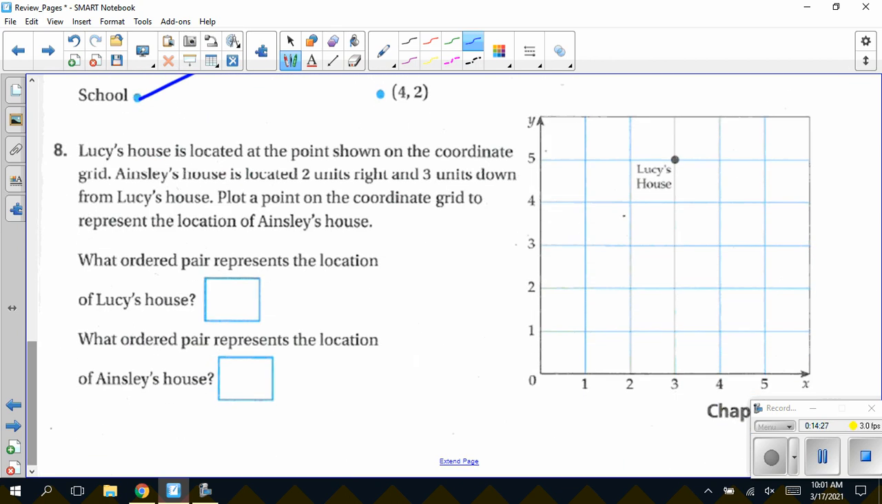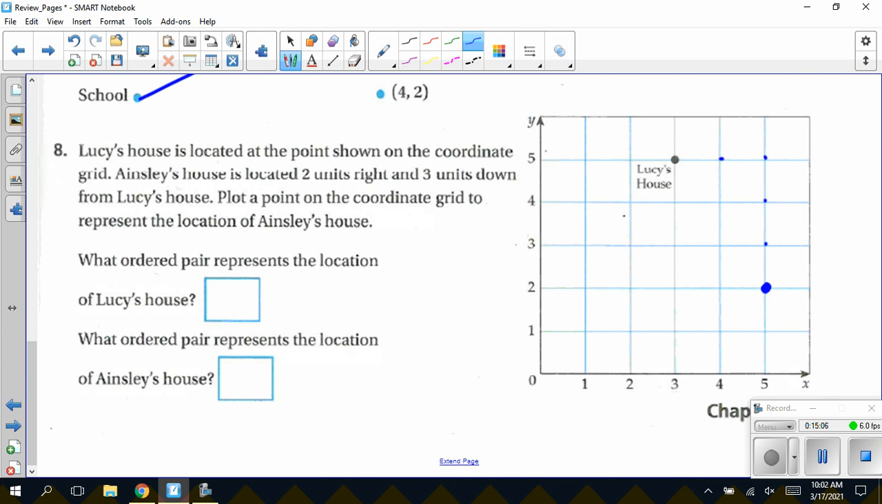Moving on to question number 8. It says Lucy's house is located at the point shown on the coordinate grid. Ainsley's house is located 2 units right and 3 units down from Lucy's house. Plot a point on the coordinate grid to represent the location of Ainsley's house. So, from Lucy's house, Ainsley's house is located 2 units right and 3 units down. So I'm going to move 2 to the right, so I have 1, 2, and then I have to go 3 down. 1, 2, 3. So this last dot is where Ainsley's house is located.